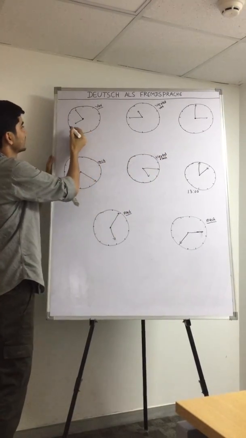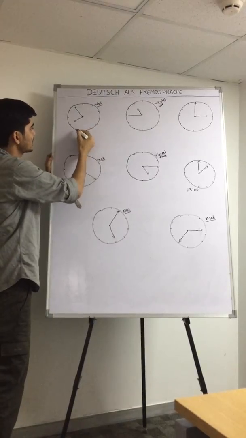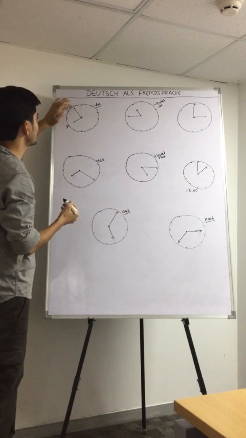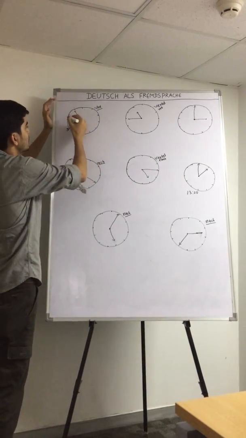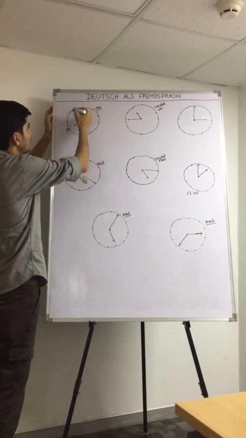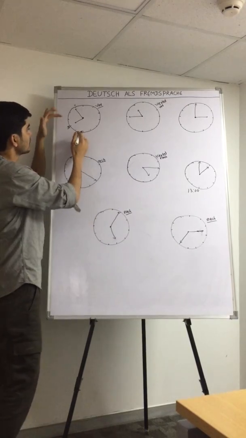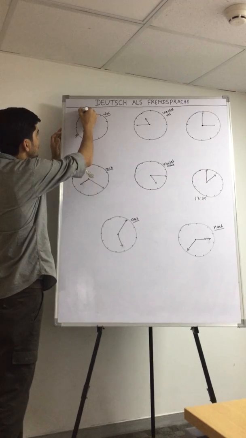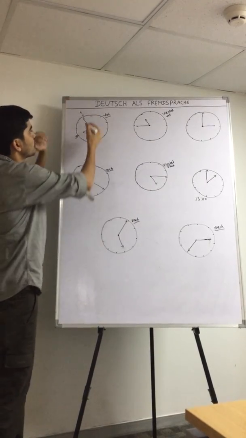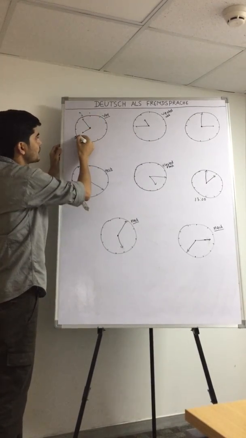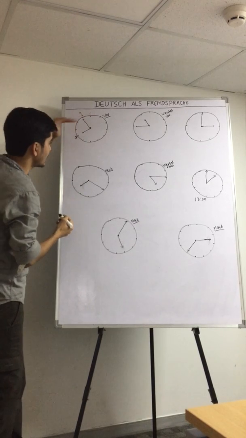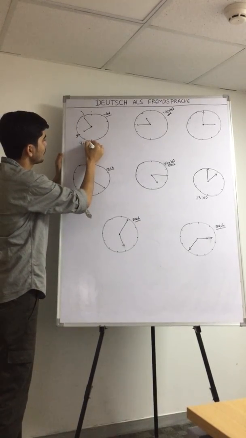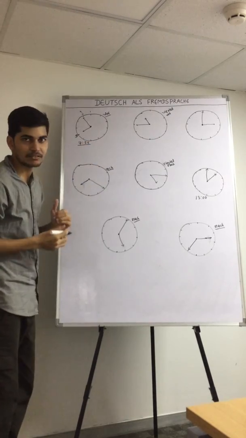So this one is our 6, 7, 8. 8. And this one is 9, 10, 11. So basically this is 5 minutes before 8. 5 minutes before 8. So it is 7:55. 7:55.